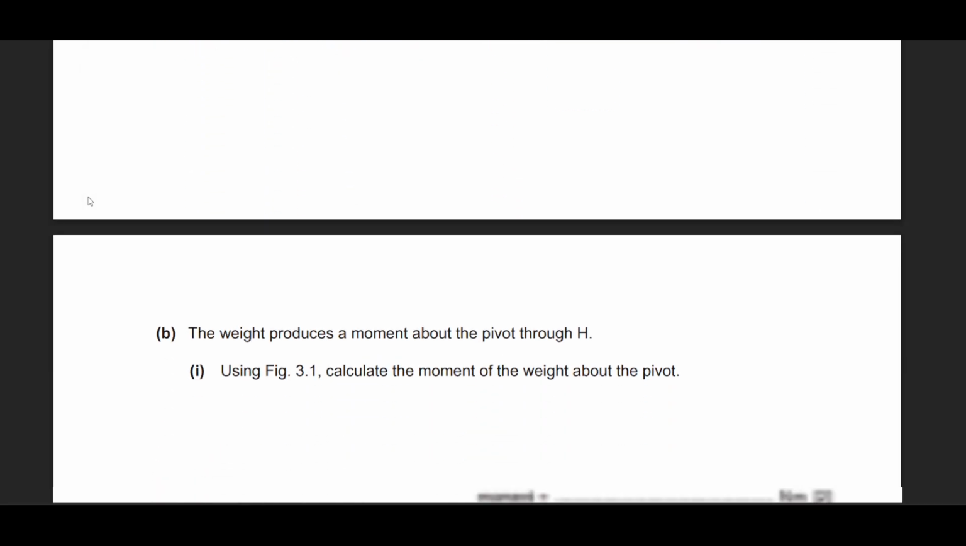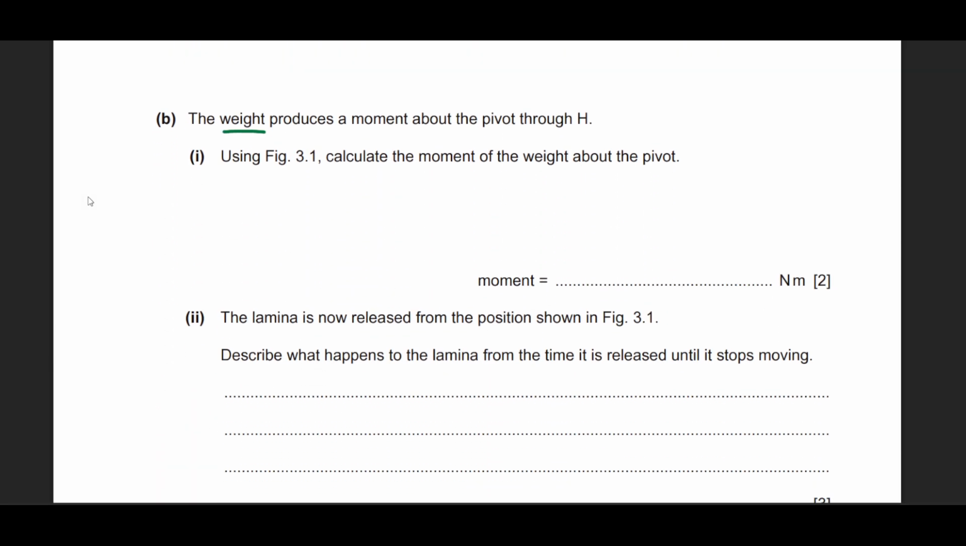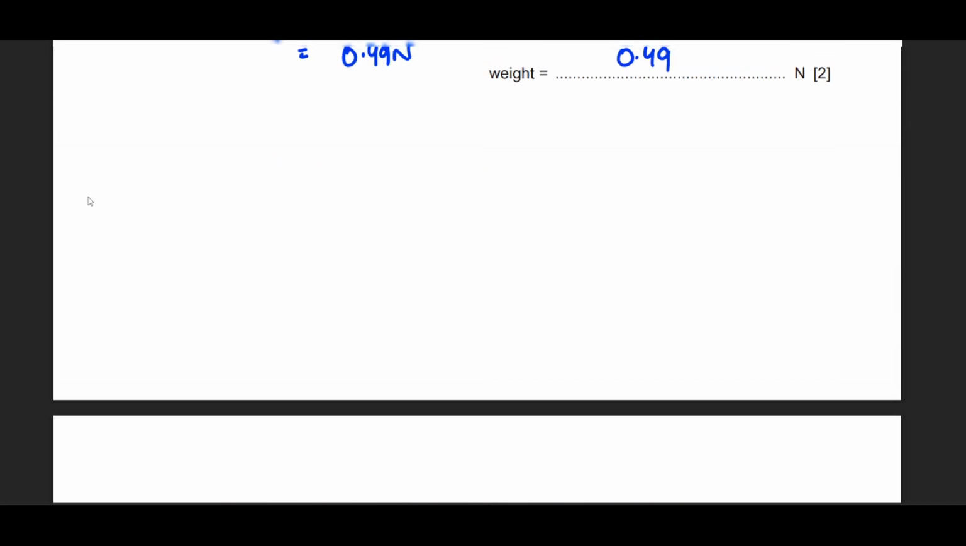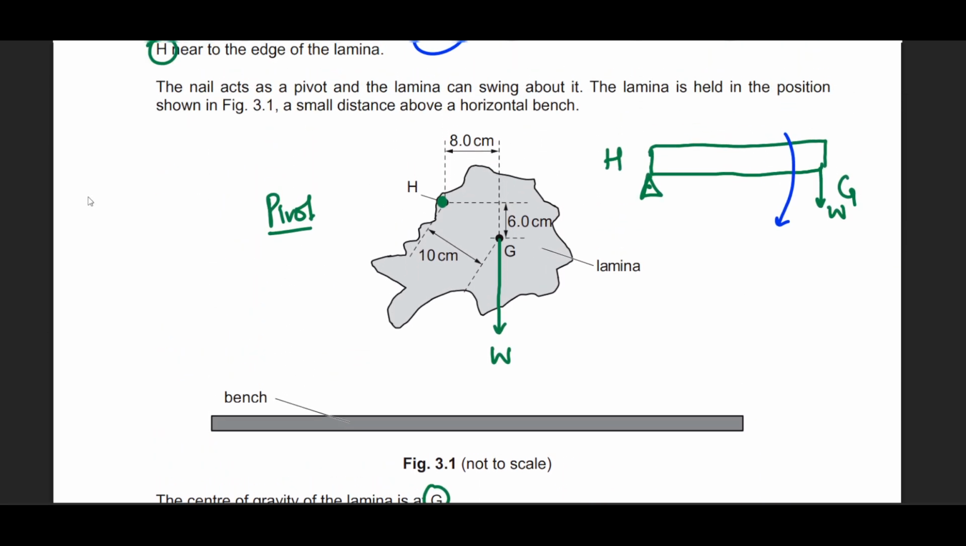He says that the weight produces a moment, and the formula for moment is F into D. Please notice the units, it's Newton meters, which means the distances used in this equation will be converted into meters. So let's go back. Where is the pivot? This is the pivot, and this is the line of action of force. What's the perpendicular distance between them? This is the perpendicular distance.